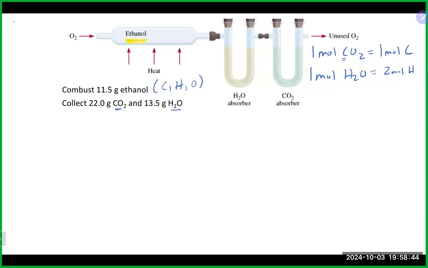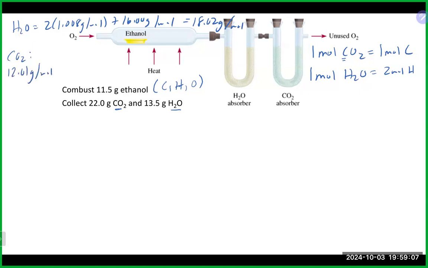So water, which is H2O, 2 hydrogens at 1.008 plus 16 for the oxygen there, is going to get us our 18.02 grams per mole as our molar mass of water. Our CO2, 12.01 for the carbon, plus 2 times 16 for the oxygen, will get us 44.01 grams per mole as the molar mass of our CO2.